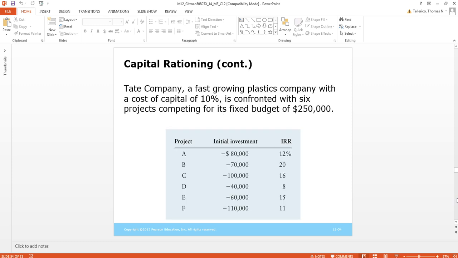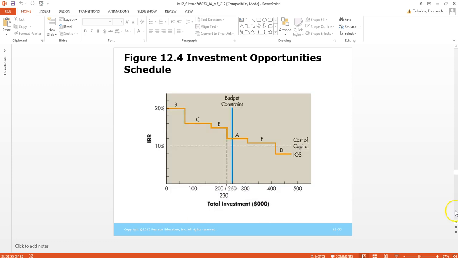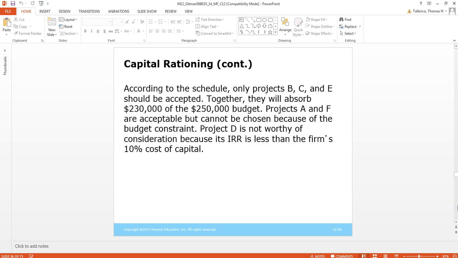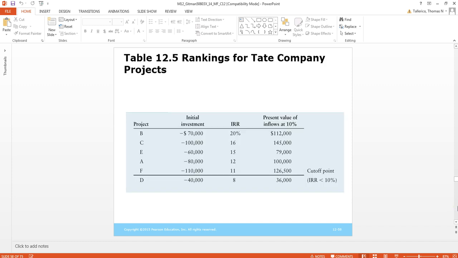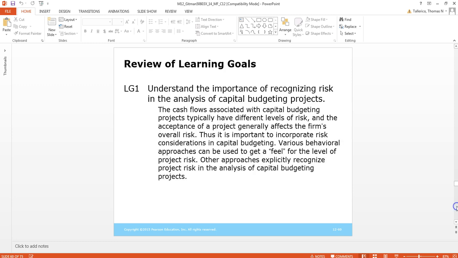All right, so capital rationing is just basically telling you how much money you have and how many projects you can do. You have a budget constraint here. How many projects you have and how many you could do. All right, so that's pretty much it for this chapter.